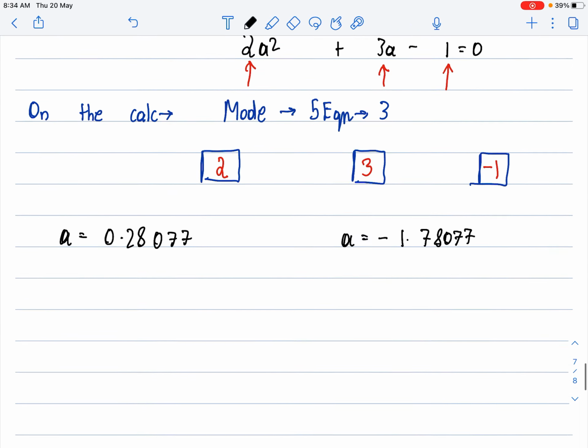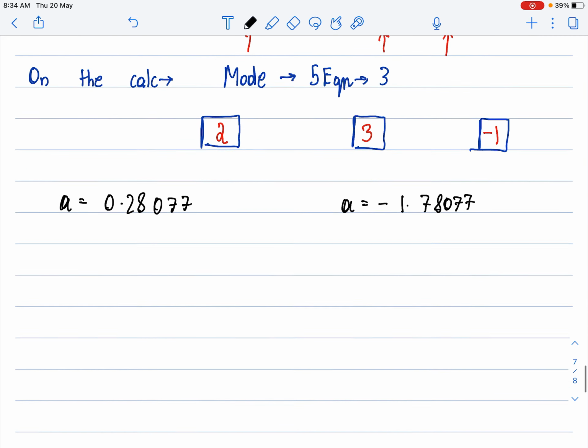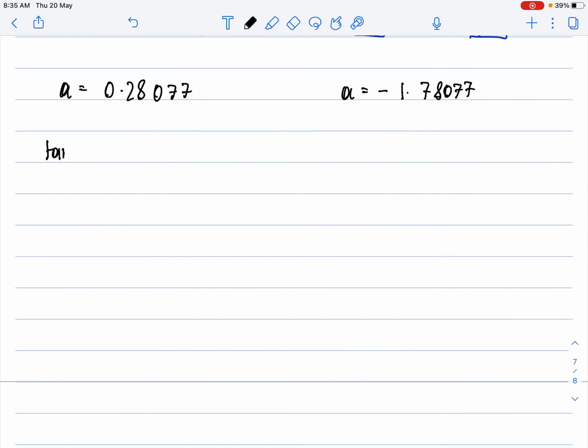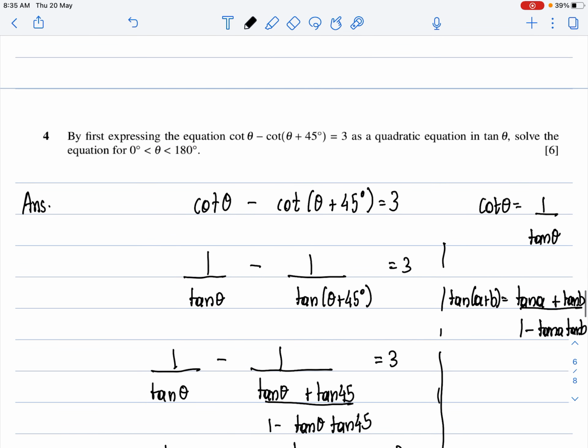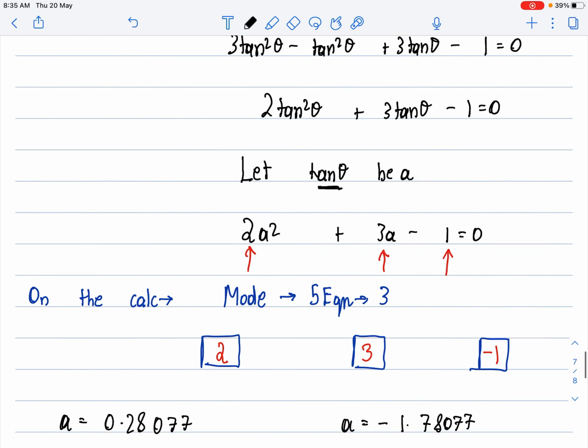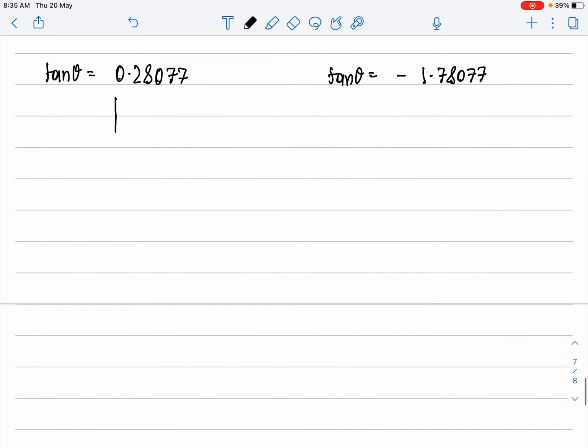Now you know a is basically your tan theta. So I can say this is tan theta equals to 0.28077 and tan theta equals to -1.78077. Now, if you see, your domain here is basically from 0 degrees to 180 degrees. So take the first value first. Make an ASTC curve between 0 degrees to 180 degrees.